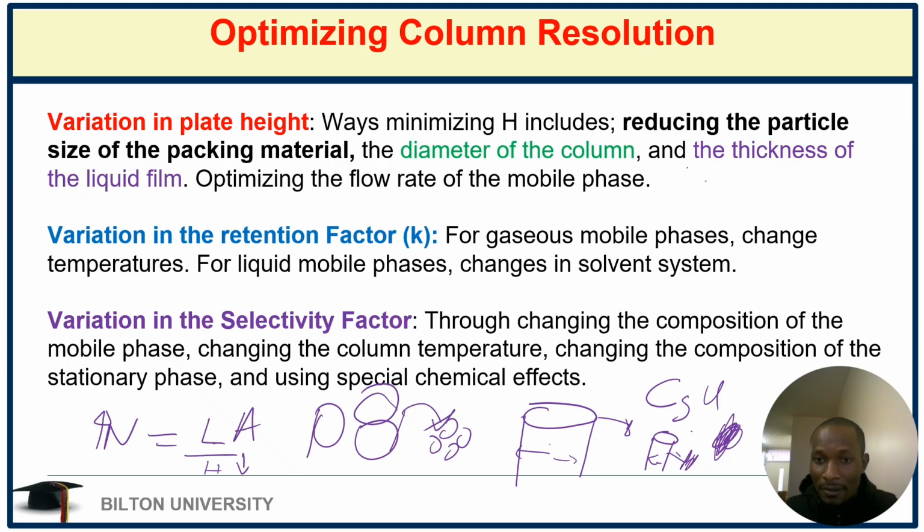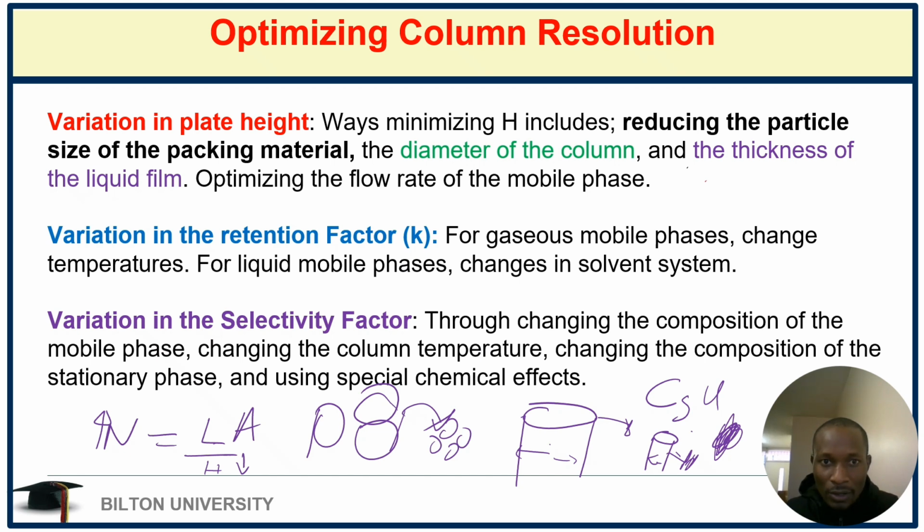If it is very thin, it's going to spend less time to get in and come out, unlike when it is thicker, it's going to spend more time. Spending more time is going to create band broadening, which is going to lower column efficiency.